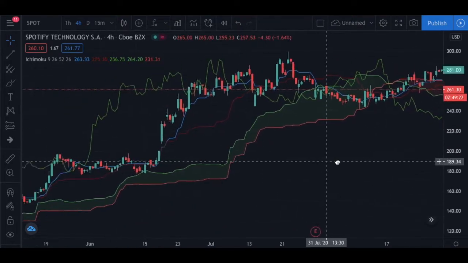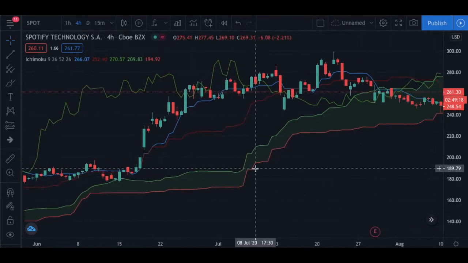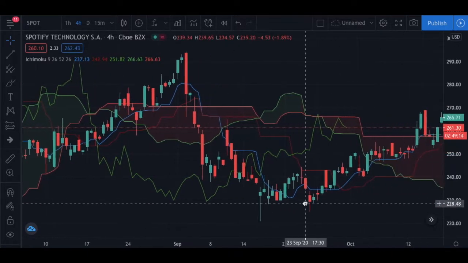Ichimoku Cloud is considered the best indicator for new traders. But when you look at it, it looks like a total mess. So it is really hard to understand why it is so popular, right?